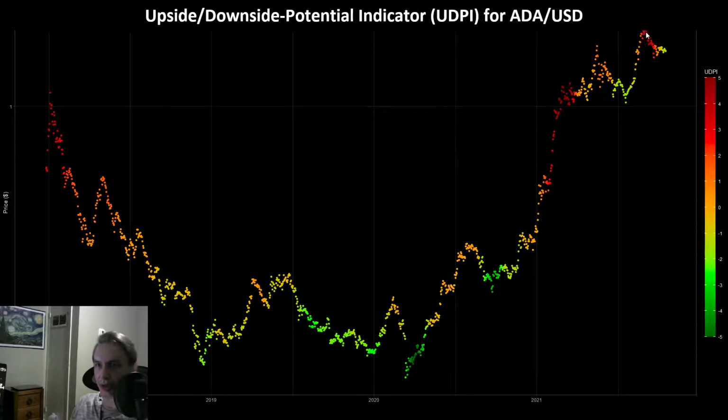And then you also likely would have sold up here at $3 because the UDPI would have told you that the price wasn't likely to go much further than $3. And you would have been able to take that money off, either hold it or put it into a different asset that hadn't pumped yet.